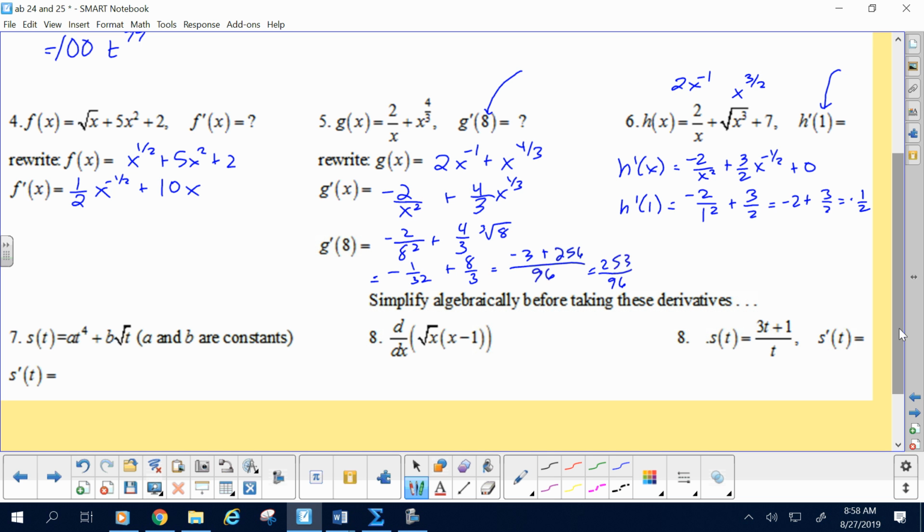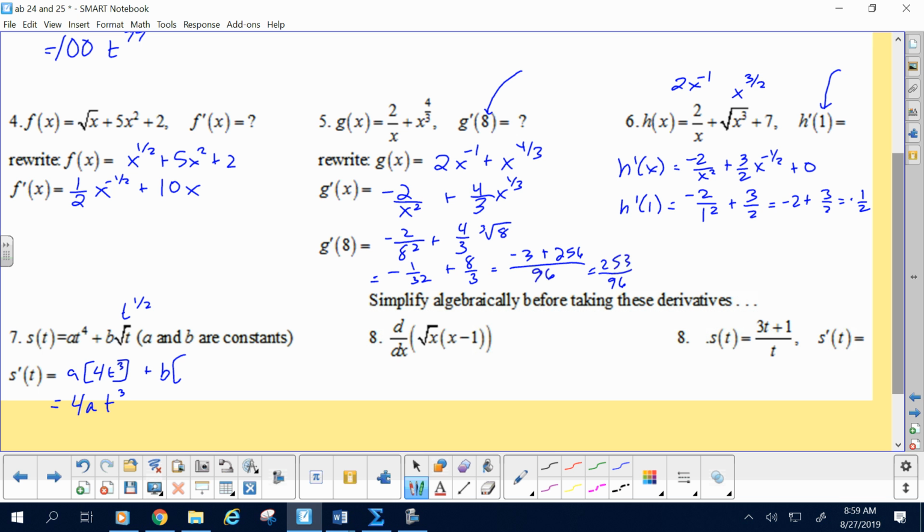A is like a 3 out front, so it's just like a coefficient, so don't even take the derivative on A. Don't worry about A, just say it's A times the derivative of T to the 4th, which is 4T cubed. You can leave it like that, or if you like, you can write it as 4AT cubed, either one's fine. Same goes to B, it's B times the derivative of T to the half.